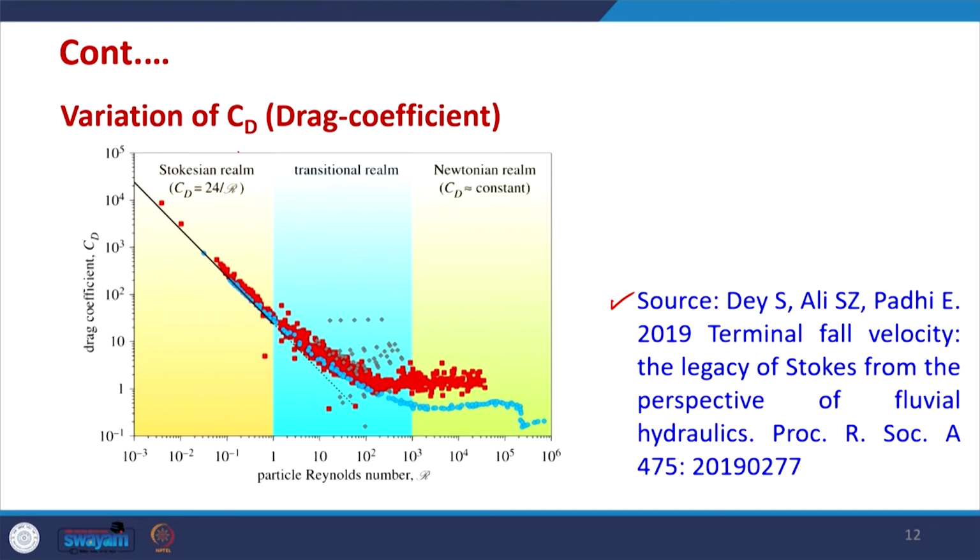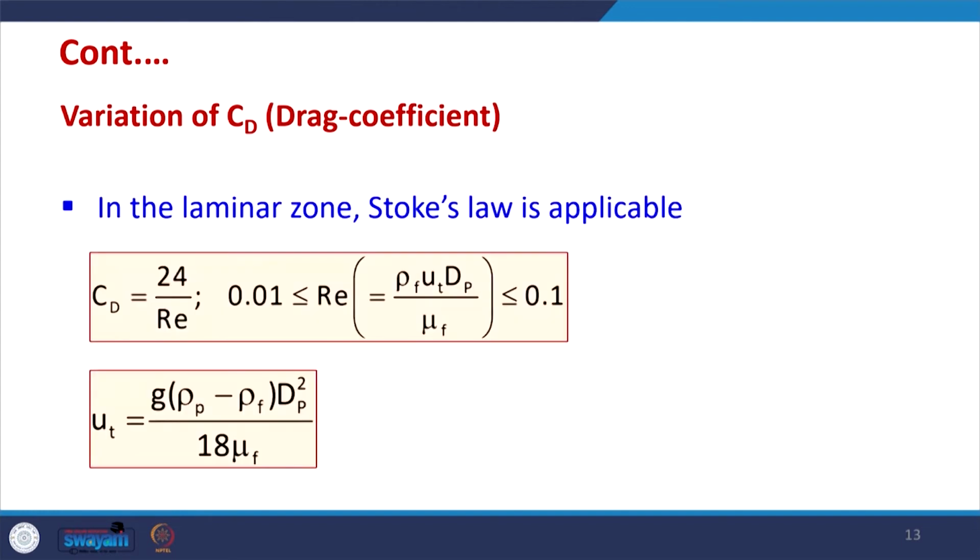So, we have 3 zones: one is called the Stokes law region, another is called the transition region, and another is the Newtonian region, where CD is a constant value. It is becoming virtually constant at a particular value. Similarly, in the first case it is only decreasing at a linear rate, but in between it is changing continuously. So, we have 3 zones, and for these 3 zones we have different equations which can be used for finding out the value of the drag coefficient. These are given like this.